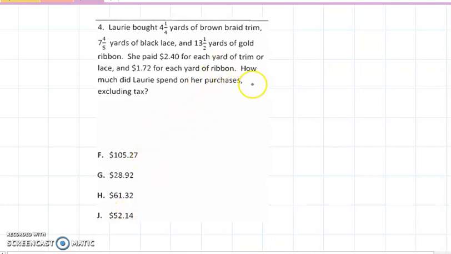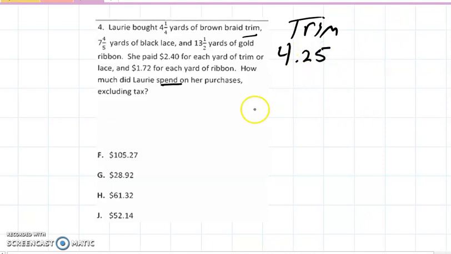The question is how much did Laurie spend? Well, you've got to figure out how much she spent. It tells you Laurie bought 4 1/4 yards of brown trim. So we're going to put here, trim, 4 1/4 yards. Well, that's a fraction. We'll convert that to 4.25.